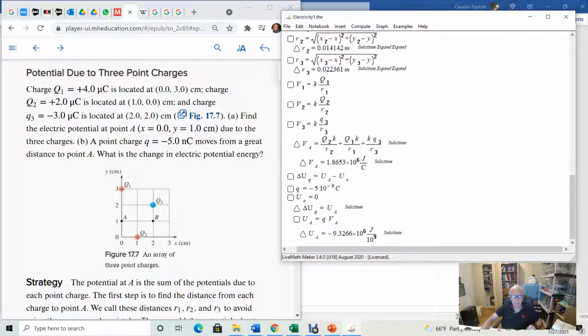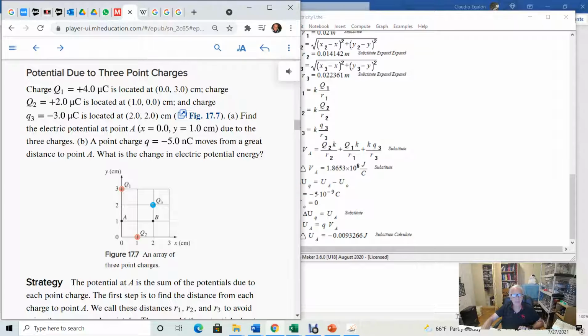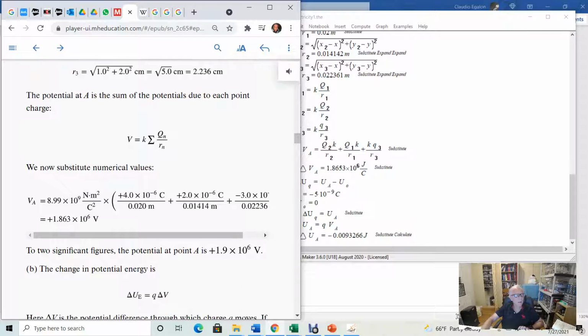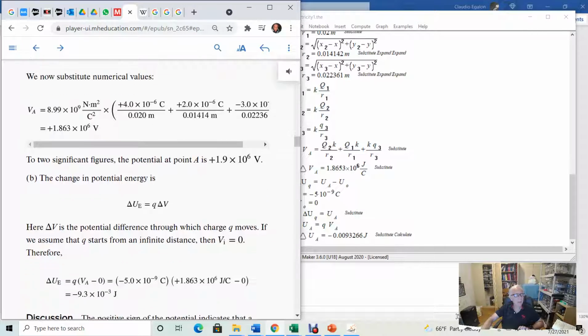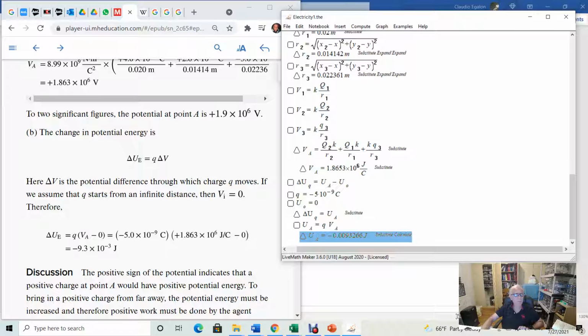And what I'm getting, we got a negative electric potential energy. Let's calculate everything. Here you go. I'm getting negative 0.0093266 joules. Let's see if we got it right. Okay, we did that. Yeah, I got that times 10 to minus 3.